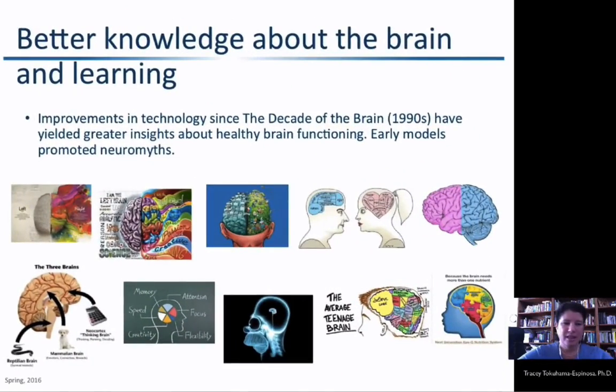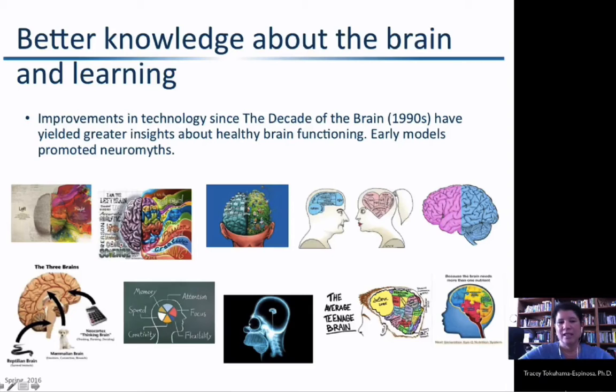So what does all of this tell us? We have better knowledge about the brain and learning. So what I'd like to caution you with is, every time you see one of these cartoony things, think twice. Sometimes they're being used in the right way, but most of the time they're just promoting neuromyths, and we really have to get away from that. Ideas about right and left brain learners, about men and women's learning, about compartmentalized learning, about the triune brain, that there's 3 different brains, about teenage brains.